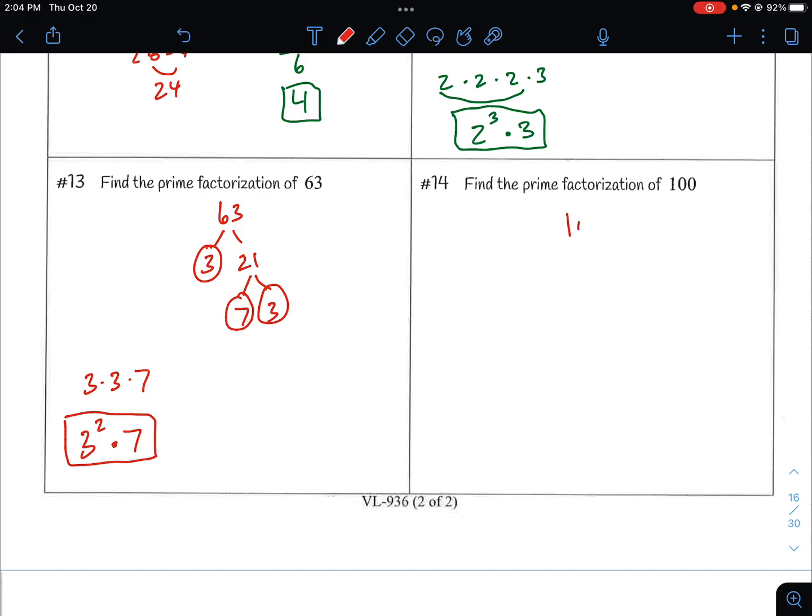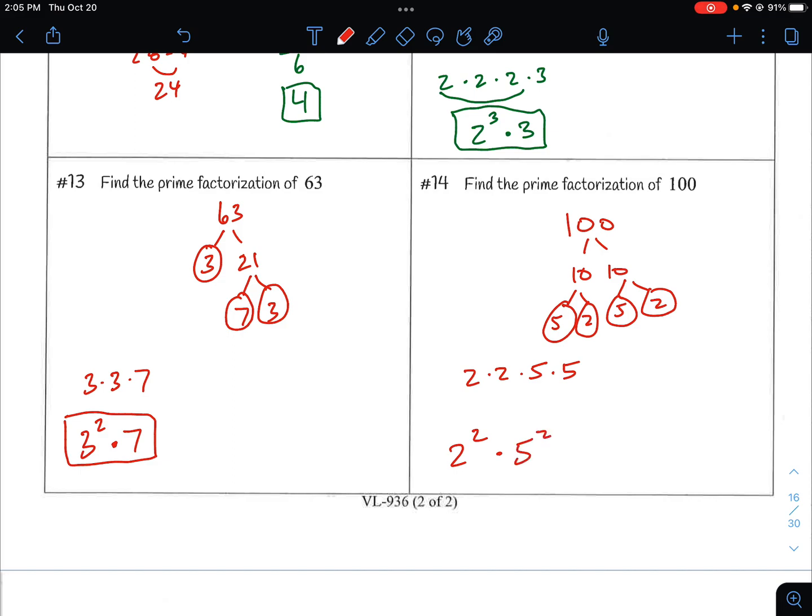Finally, 100. I know this one. That's 10 times 10. Neither of those are prime, so break them down. That's 5 times 2, and both 5 and 2 are prime. And this is also 5 and 2, and both of those are prime as well. So I have 2 2's and I have 2 5's. What is that expression written out as? It's 2 squared times 5 squared.